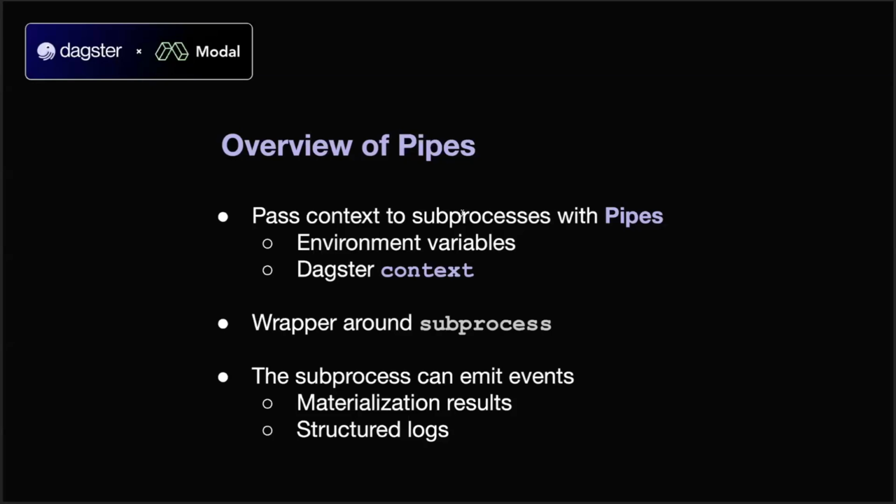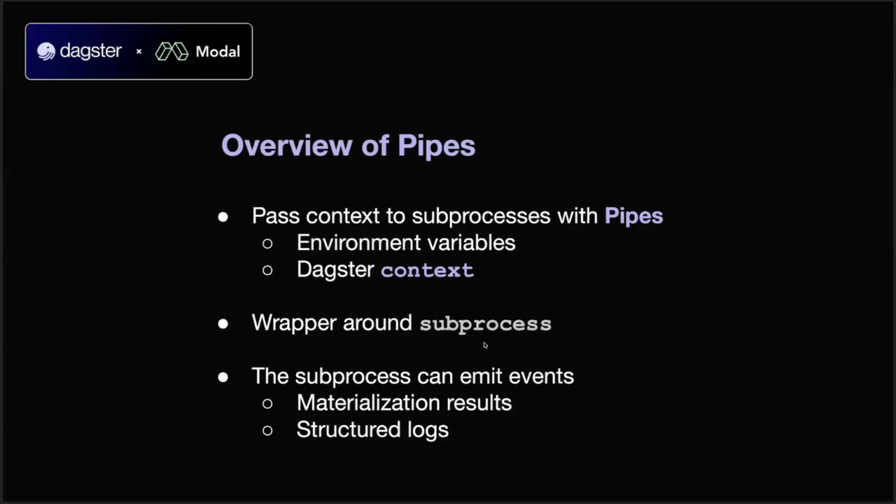So in this case, Modal is running in a sub-process, but we want to access Dagster information from that. So we're able to pass in environment variables. We're able to pass in the Dagster context itself so we can get the partition key. And then the really cool thing is from these external processes, you can then emit events back to Dagster. So if a materialization occurs in this process, you can send those materialization results back. You can also send structured logs back.